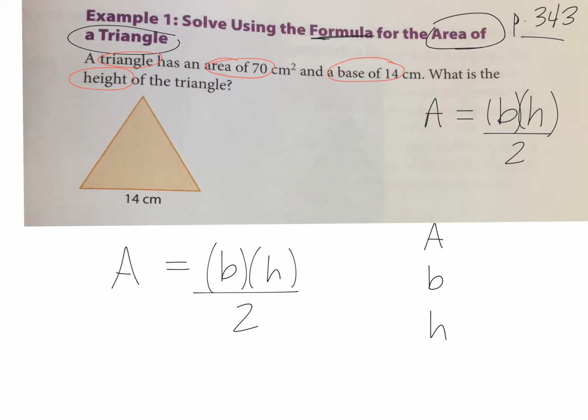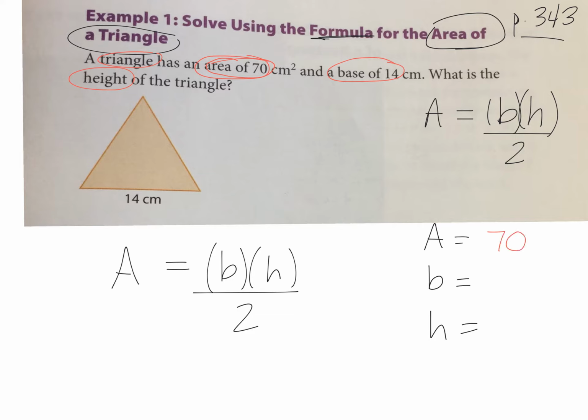So what we're going to do first, I want you to identify the variables, and then we're going to figure out which variables do we have the values for. A variable represents a number. Do I know A? Do I know the area? Go back and look at the question. Are we given that information? What is the area? Eunice? 70 centimeters squared. We'll leave the units out right now.